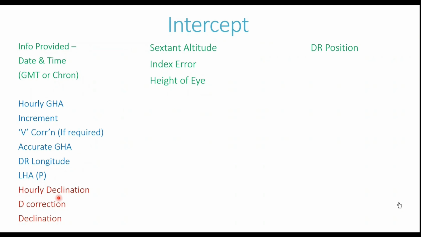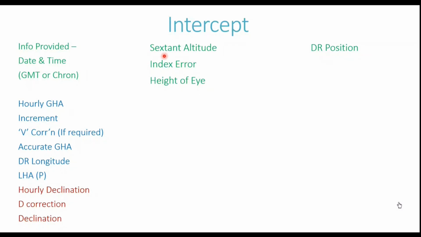The second item which is given in the almanac is the declination of the body. So we get the hourly declination from the daily page. We apply the D correction. The hourly figure is given on the daily page. We get the increment from the increment table, and after applying it, we get the correct declination of the body. So this is the first step in which we get the GHA of the body, the LHA, angle P, as well as the declination of the body.